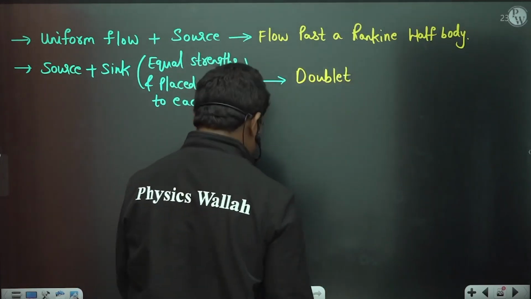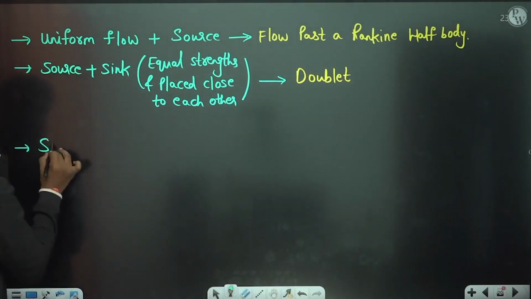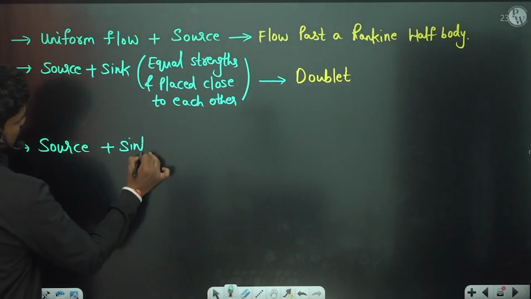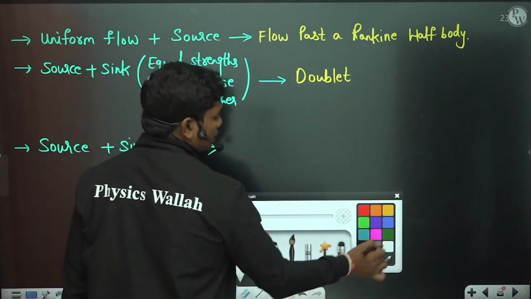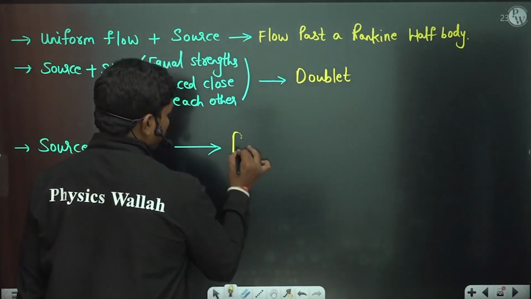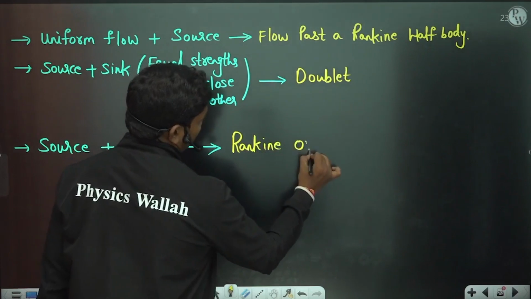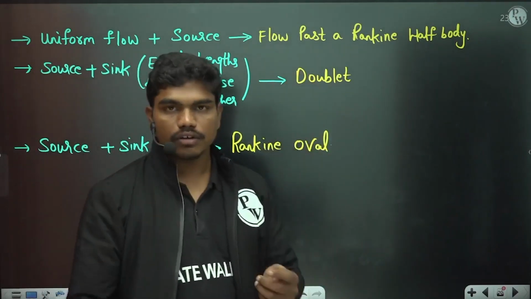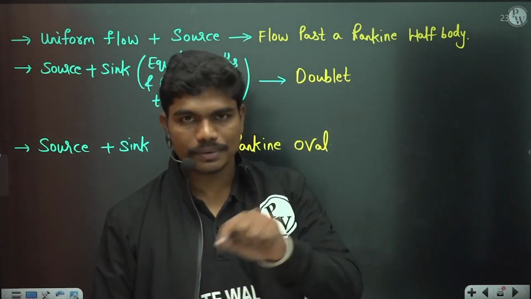This is the case of a doublet, and normally if you take source and sink, they need not be of equal strength and need not be kept close also. In such a case, whatever you get is called a Rankine oval. Okay, look, this is normally an oval shape, you know the shape of the oval, correct? It is like the elliptical shape, of course.